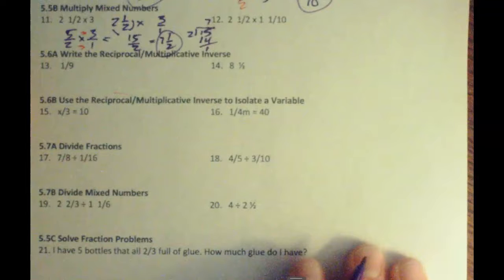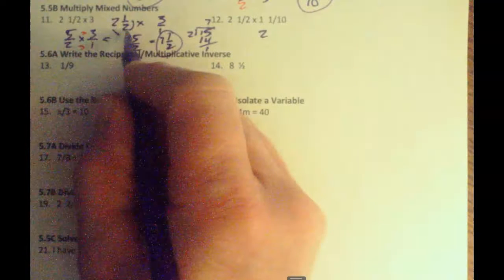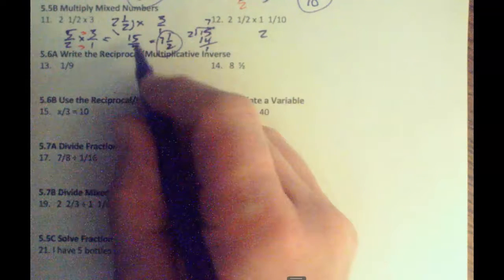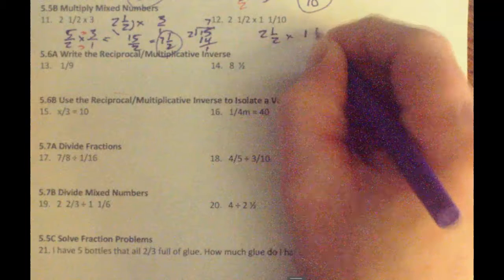All right. So now we have 2 1/2. I'll just redo that problem. Here's 2 1/2 times 3 over 1. And I broke that down into 2 times 2 is 4 plus 1 is 5/2 times 3 over 1. I couldn't cross reduce, so I just multiplied across. I had 15 halves. 15 divided by 2, that's what 15 halves means. That is 7 1/2.